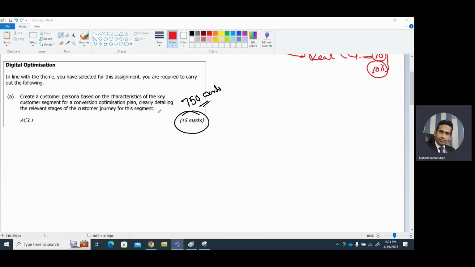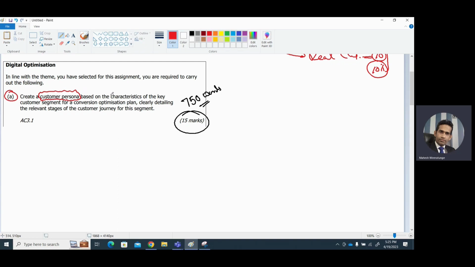Now, let's read the question first. The digital optimization is the area we are looking at. In part A of your question, there are a couple of key areas you have to address in your answer. Create a customer persona. One of the key words is there, the customer persona. We were discussing what is customer persona in the classroom session, so you have to refer to the notes and the LMS so that you can get an idea.